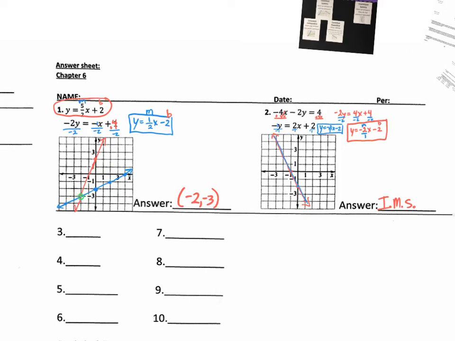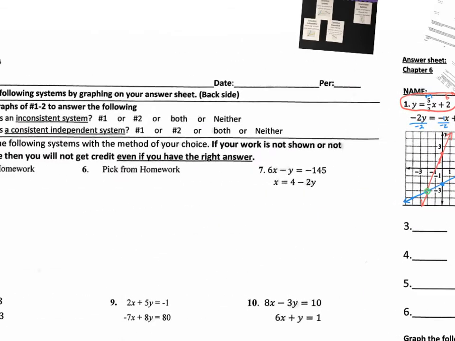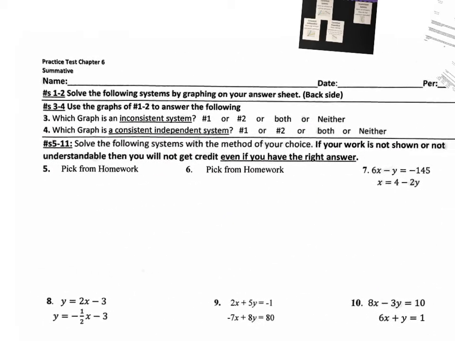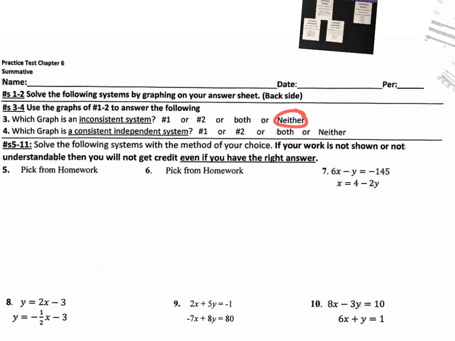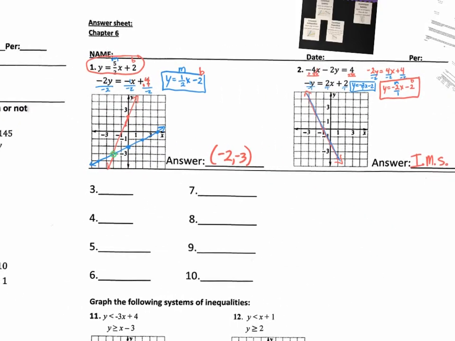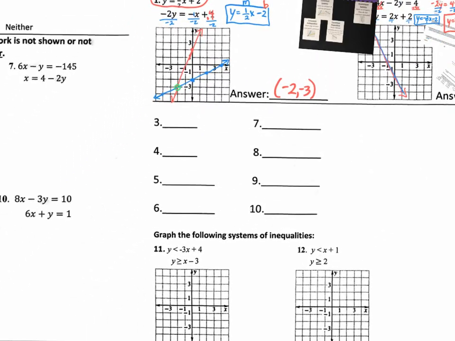So it's asking which one's inconsistent. That's what it says. Well, it's not number 1, it's not number 2, it's definitely not both, it is neither. So your answer is neither, okay? Now remember, you need to write all your answers on the back side, which is your answer sheet. So you guys are going to be flipping the paper back and forth. So question number 3 is neither.